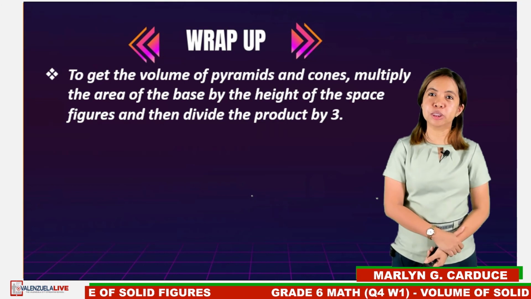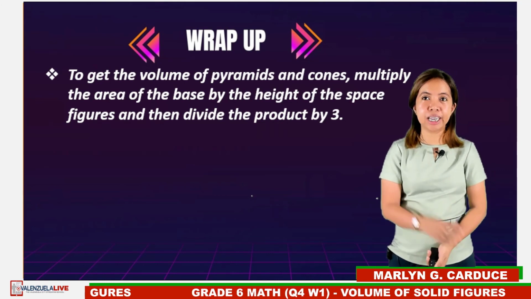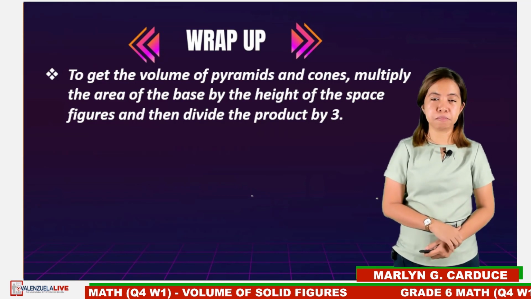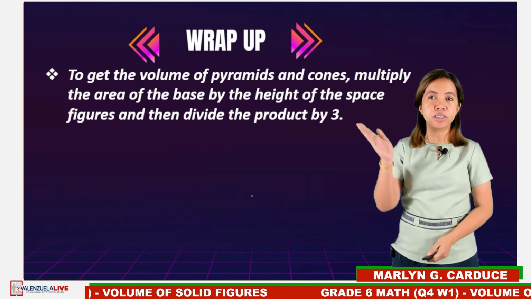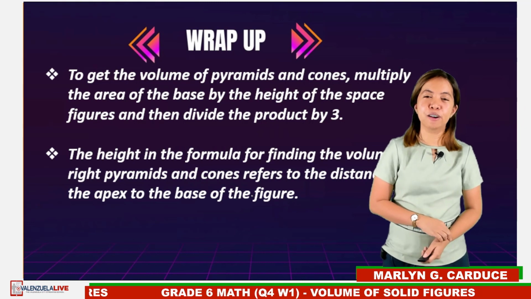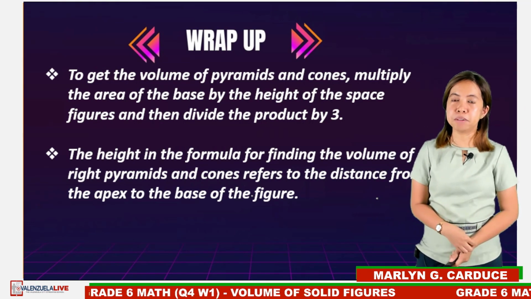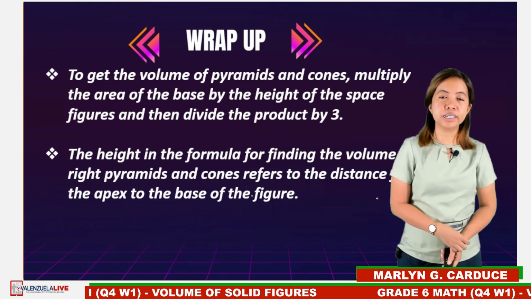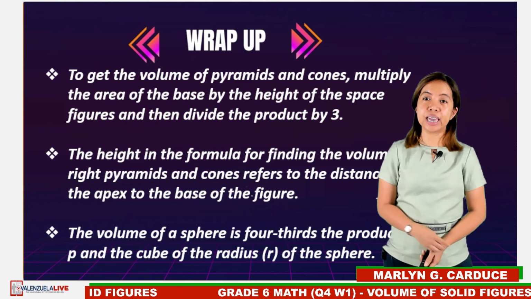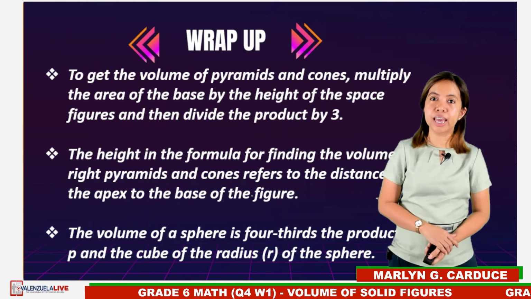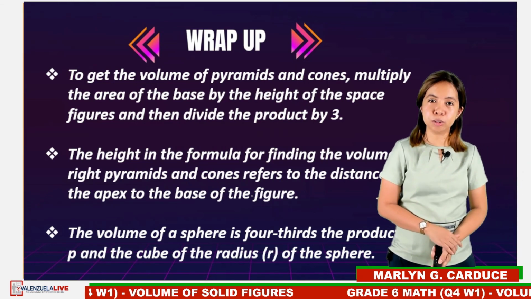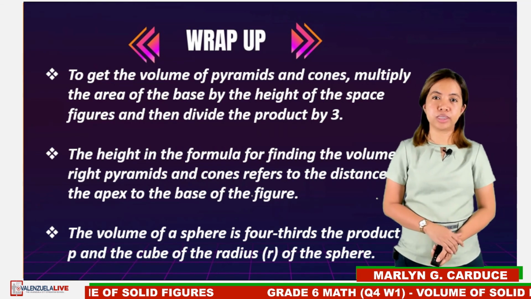Okay, so there you have it. To wrap up our lesson for today, to get the volume of a pyramid and cone, just multiply the area of the base by the height of the space figure, then divide the product by 3. The height in the formula for finding the volume of the right pyramid and cone refers to the distance from the apex to the base of the figure. And the last is the volume of a sphere, which is 4/3 the product of pi and the cube of the radius r of the sphere.